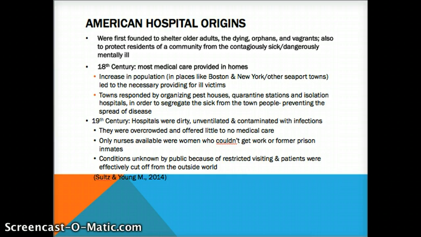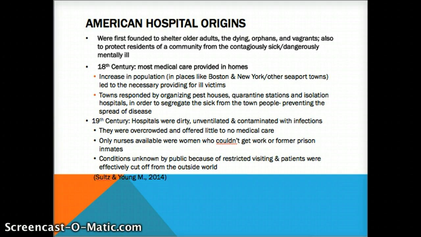American hospital origins. They were first founded to shelter older Americans, the dying, orphans, and vagrants, and also to protect residents of a community from the contagiously sick and dangerously mentally ill. During the 18th century, most medical care was provided in the home. As the population began to increase in places such as Boston, New York, and other seaport towns, it was necessary to start providing the ill with the care that they needed. The townspeople responded by organizing pest houses, quarantine stations, and isolation hospitals in order to segregate the sick people from the townspeople to prevent the spread of disease.